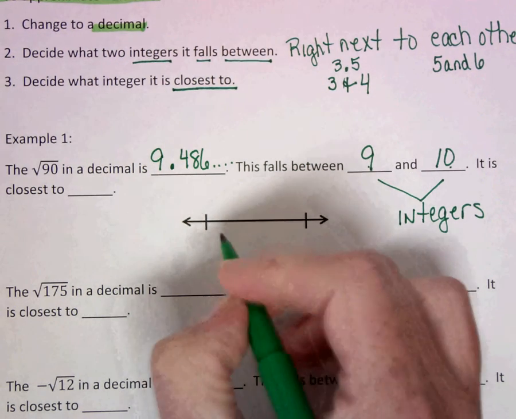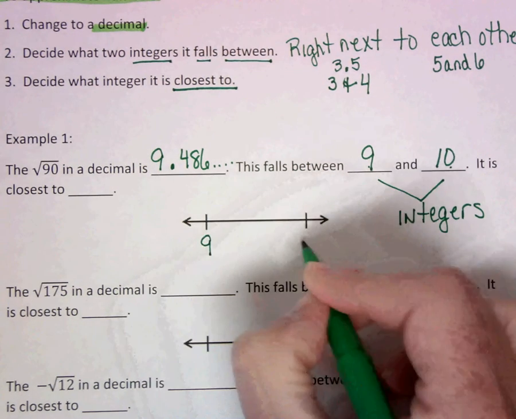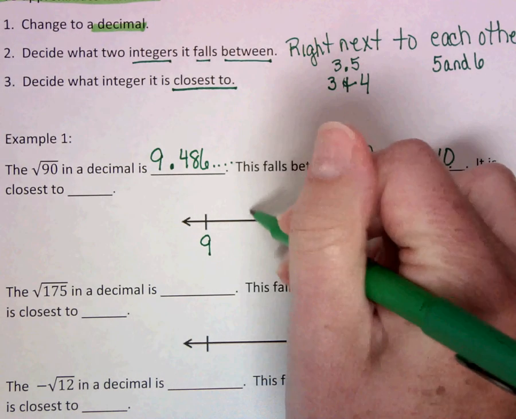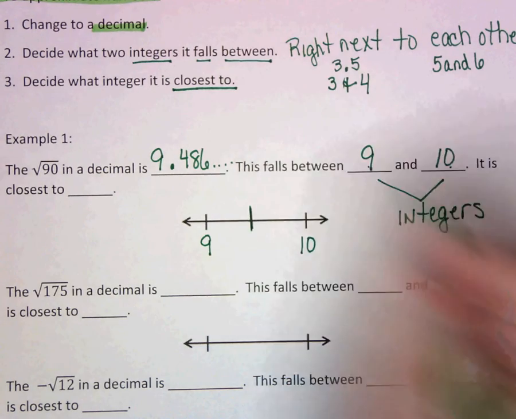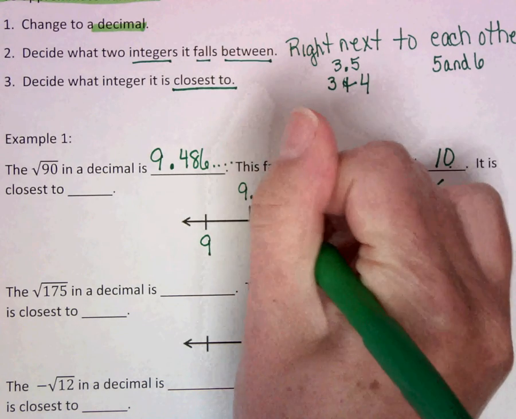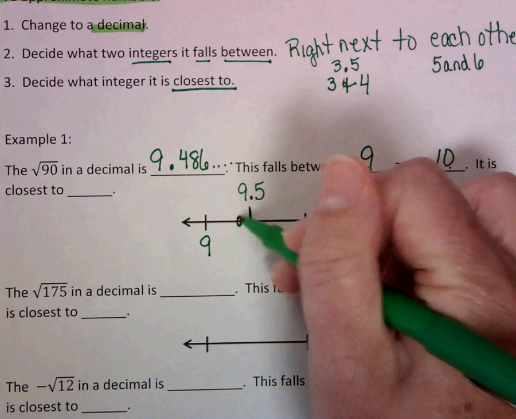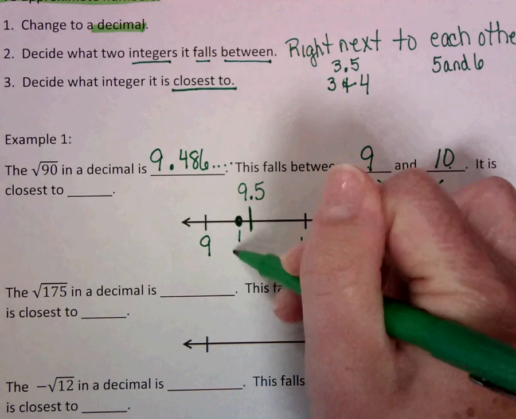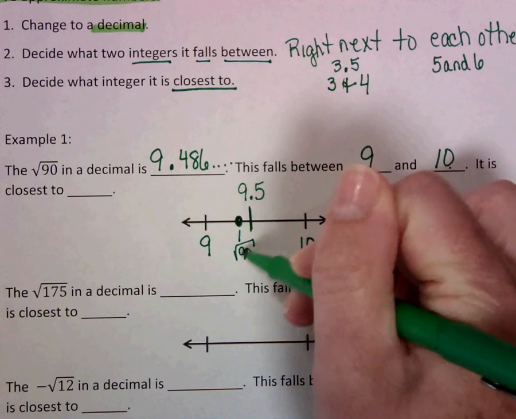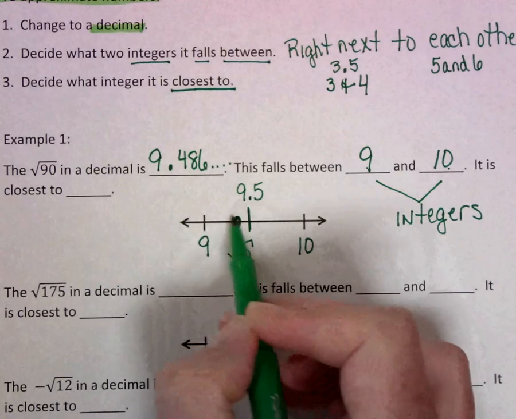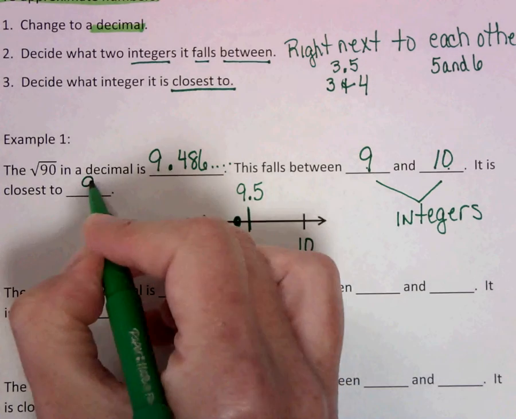On our number line here, I'm going to put 9 and 10 because that's how they would go on the number line. I also want us to think that halfway in the middle is 9.5. So where would we put 9.486? I hope that you're thinking we would put it right here. That's where the square root of 90 would go. And so which one is it closest to? It is closest to 9.